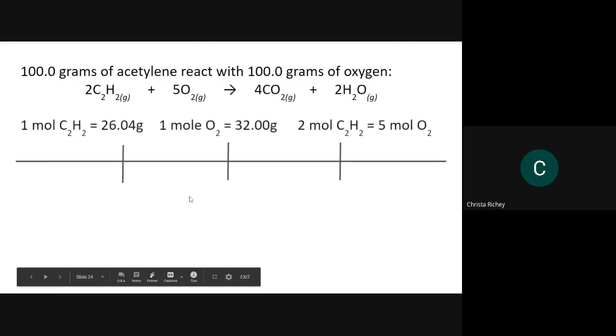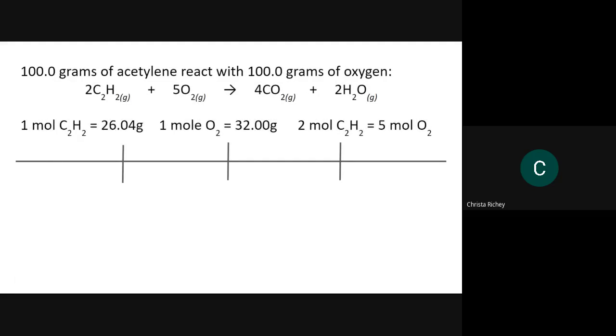New reaction. You have to calculate the masses of the starting, which is the oxygen, and the masses of the ending, which is the acetylene. That's the C2H2. And this is the mole ratio. I'm going to drop in my starting. I picked the acetylene first because it was listed first.